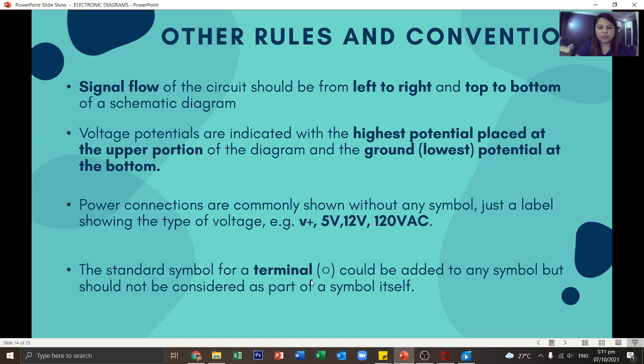Then the standard symbol for a terminal could be added to any symbol but should not be considered as part of the symbol itself. For example, a resistor, they put this symbol, a small circle, on both ends. That represents the terminal, but we cannot say that the symbol of the terminal is included in the symbol of the resistor. So you can opt not to include the terminal symbol.